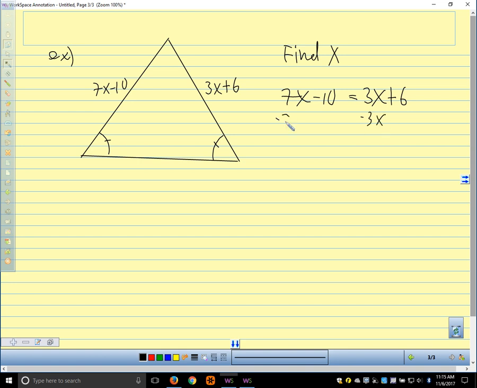And then we just solve for x the way we've done since the beginning of algebra. So we get 4x minus 10 equals 6. Add 10 to both sides. 4x equals 16. Divide both sides by 4, and x equals 4. And we could check by plugging in x equals 4 into each of those expressions, and they should come out the same.